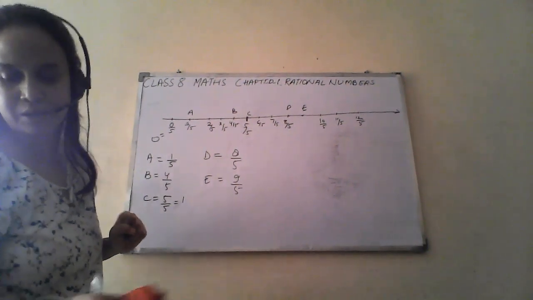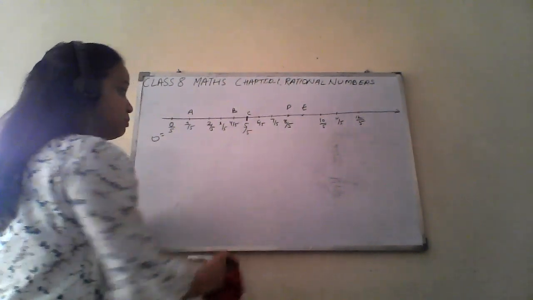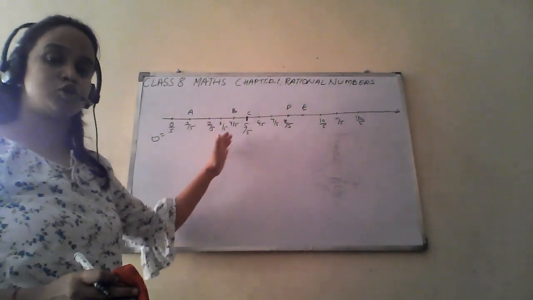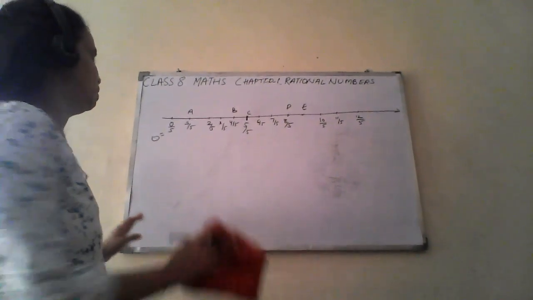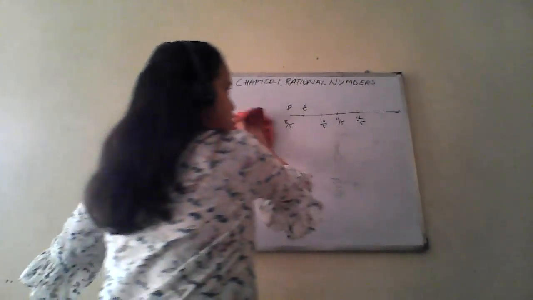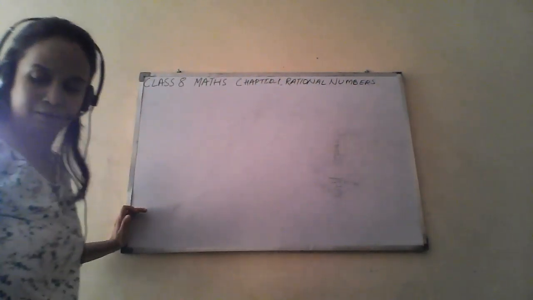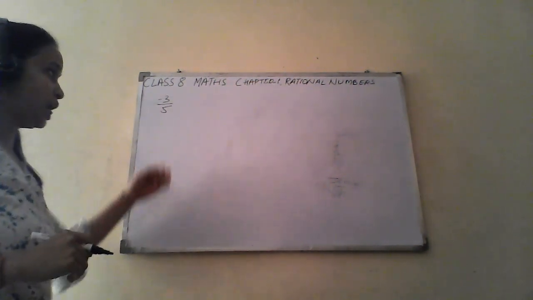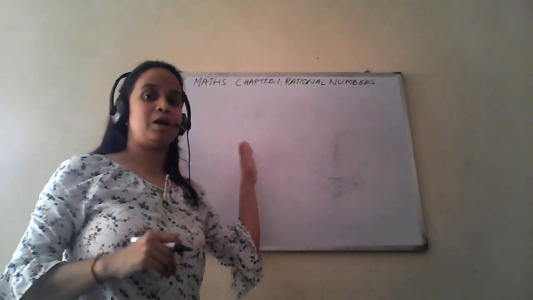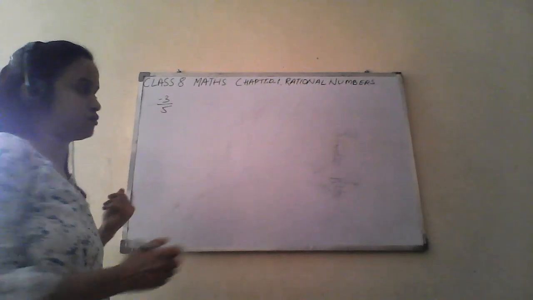So the next example is, similarly we can plot negative numbers also, but that has to be on the left side of 0. We'll take a few examples of negative number plotting on the number line. Minus 3 by 5. Like we did in the case of positive numbers, which were on the right side of 0, in the case of negative numbers, that has to be on the left side of 0.